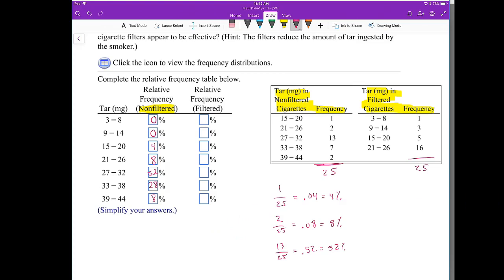And that's how you do this problem. All right, so if there's still any confusion, please let me know.